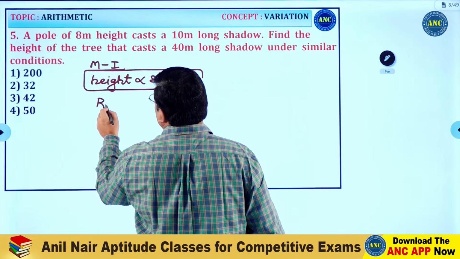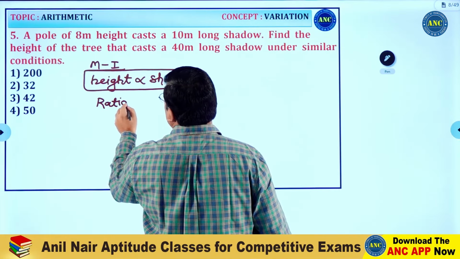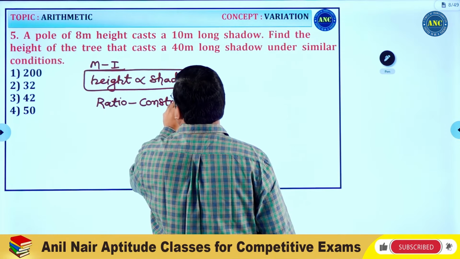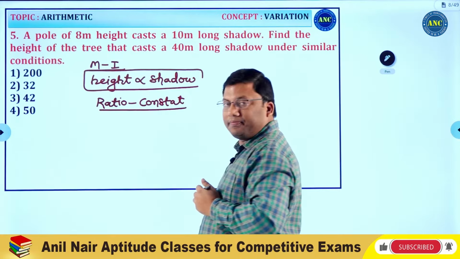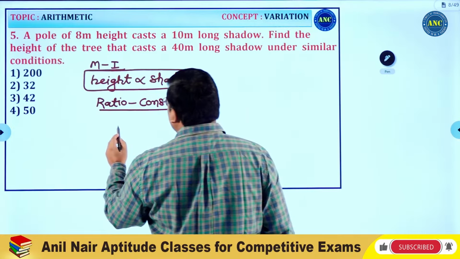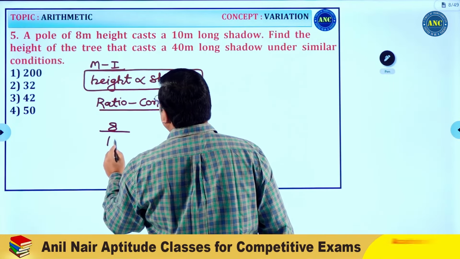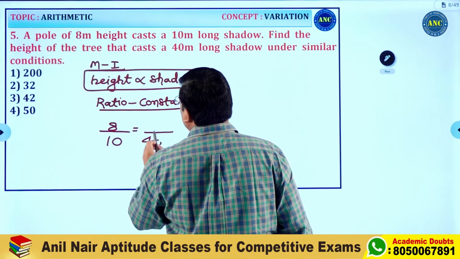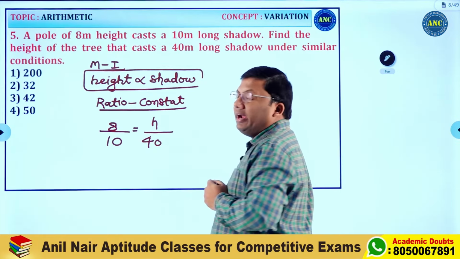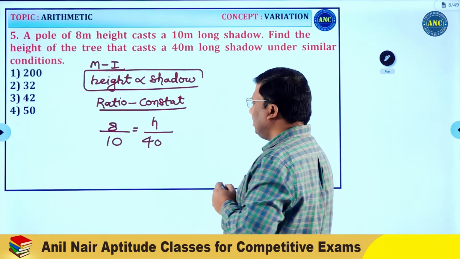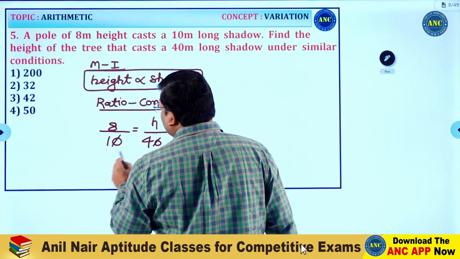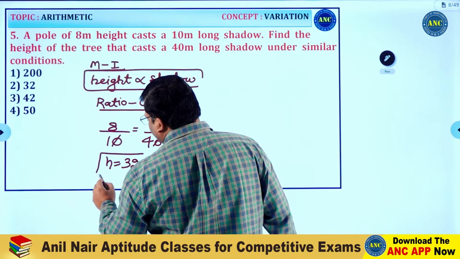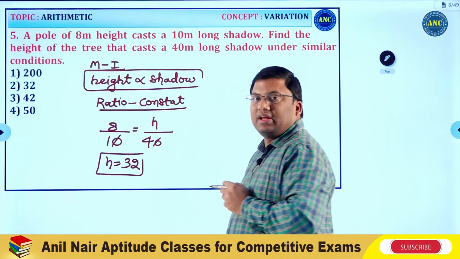If they are directly proportional, what is constant? Ratio is constant. What is the height? 8. What is the shadow length? 10. What is the shadow length? 40. What is the height? We don't know. Height by shadow is constant. So 0 0 cancel. Height is 8 4s are 32. Idea clear?